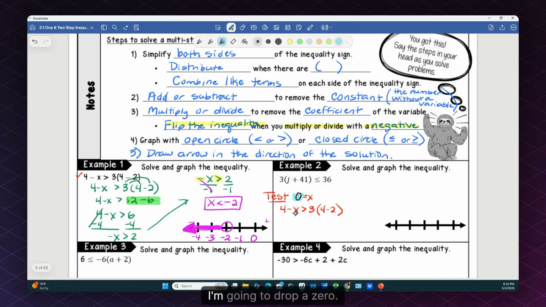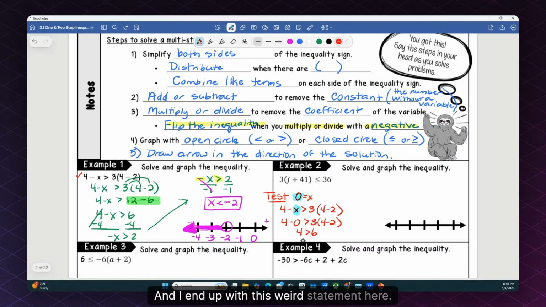Anywhere I see x, I'm going to drop a 0. Okay, I only see x one time there. So I'm going to come back over here and do 4 minus 0 is greater than 3 times, or minus negative 2. 4 minus 0 is 4, greater than 4 minus 2 is 2, times 3 is 6.